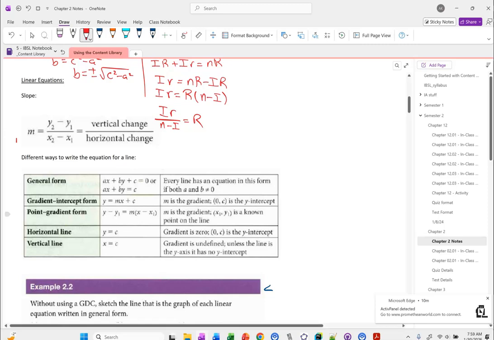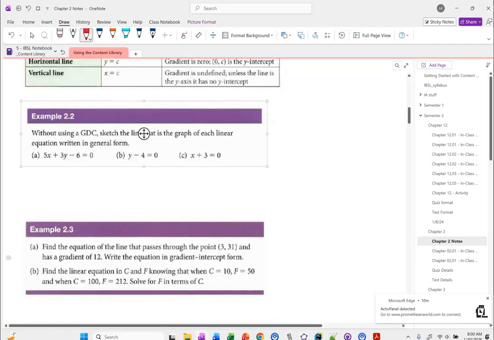And then they give separate equations for vertical and horizontal lines. I think it's dumb because a vertical or horizontal line is just a general form equation with a zero coefficient for a or b, depending on what you got, but there you are. Okay, let's do some examples.